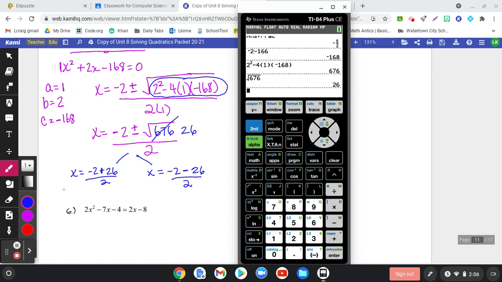And again, if you want, you could put that whole thing in, or you can simplify the top and bottom and divide. So this would be 24 over 2. Half of 24 is 12.